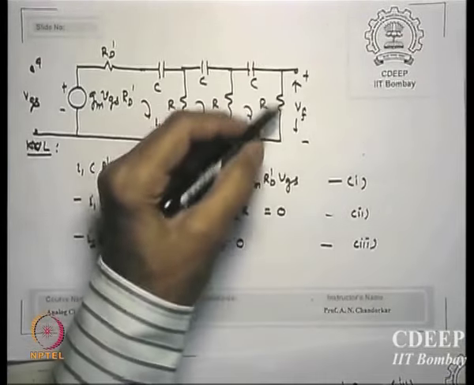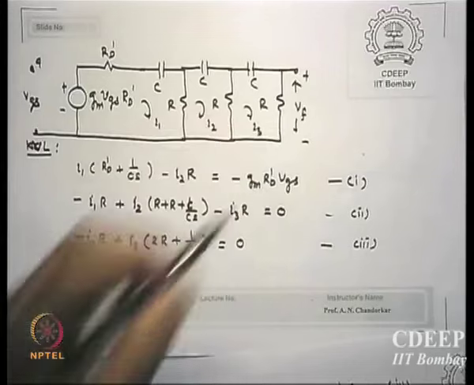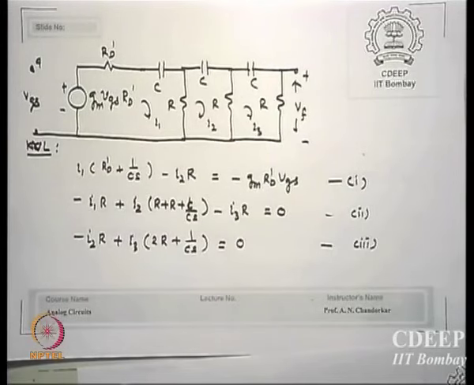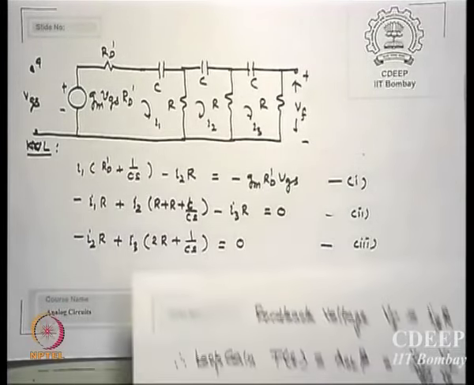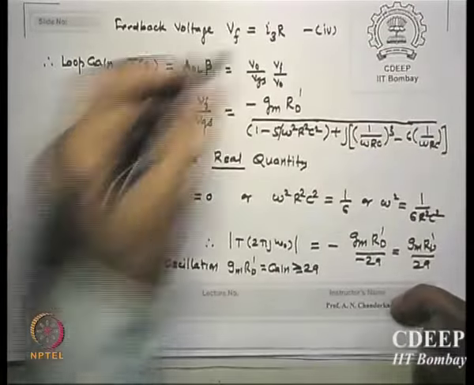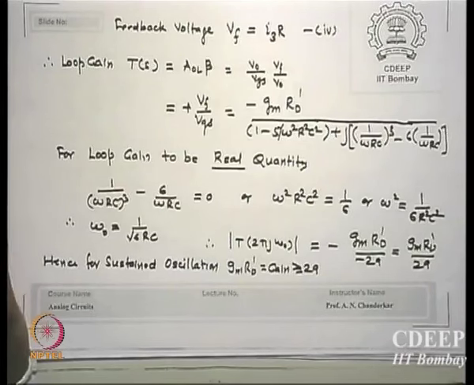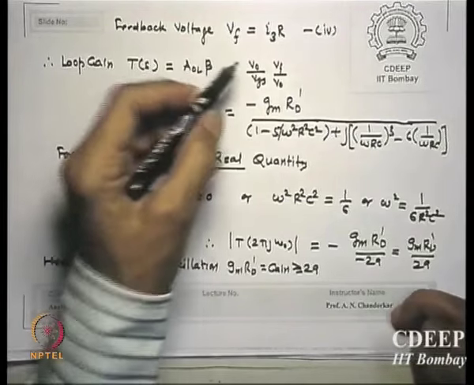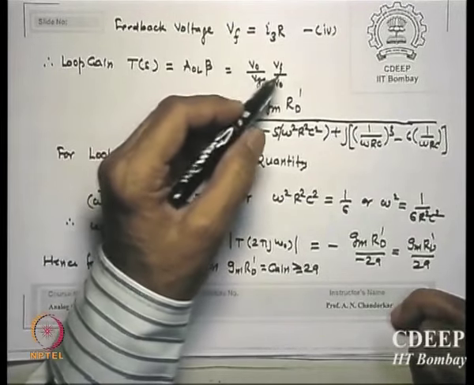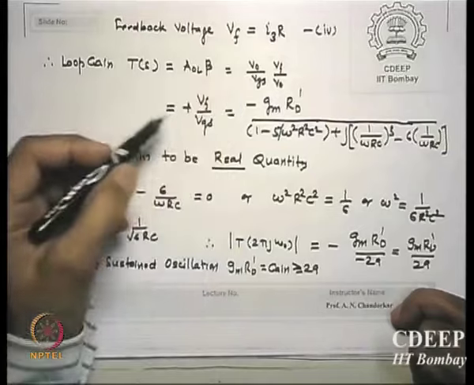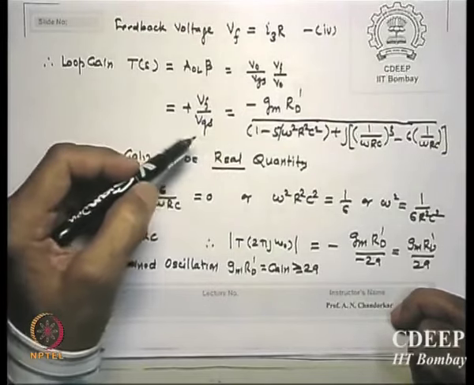The current in this I3R is essentially the feedback voltage. So I3R is VF. We also know the loop gain. This is a feedback circuit. So loop gain is AOL times beta, which can be written as V0 by VGS into VF by V0, or essentially it is VF by VGS.